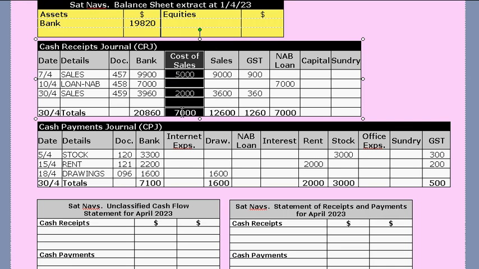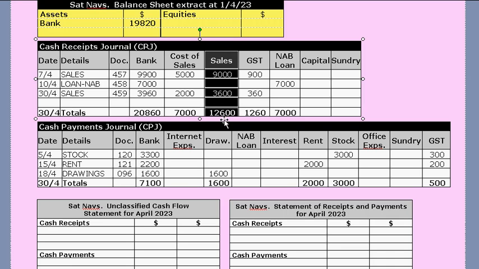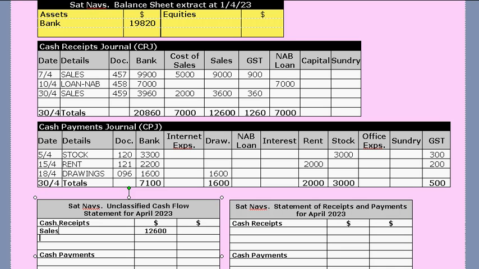Remember, the cost of sales is a non-cash item in the cash receipts journal. That just records the cost price of the stock that was sold. The actual cash inflow was sales, 12,600. So we go down to the unclassified cash flow statement and write sales, and the amount there was 12,600. The next inflow there was GST, 1260. So I'm going to write GST collections 1260. Of course, that's 10% of the sales.